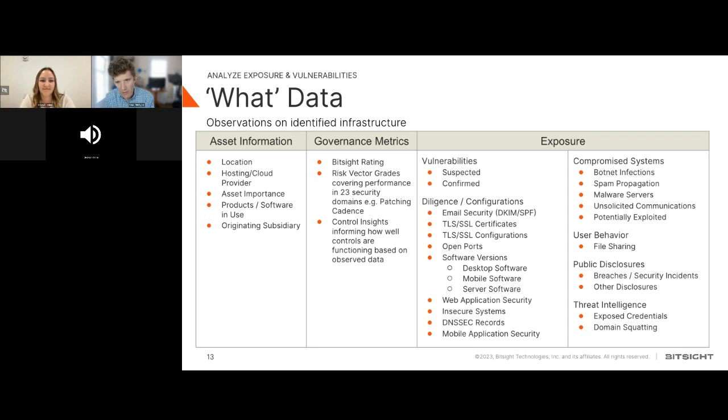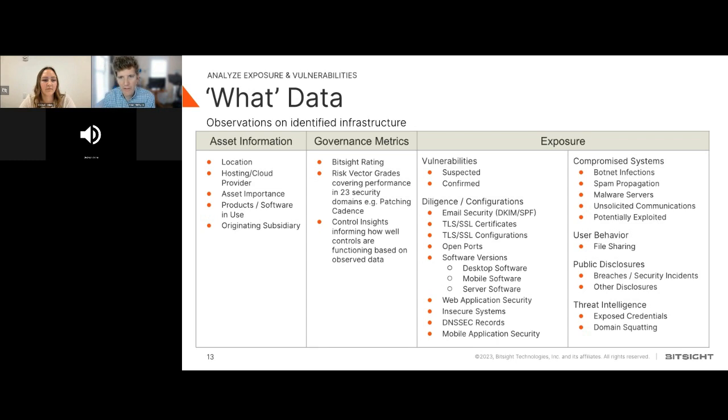And so we've taken all of the data on the right here and mapped it into control frameworks in order to say, given what we see here in this attack surface, here's how we think controls are performing, and here's where we think you might have opportunity to improve the control and get meaningful risk reduction.